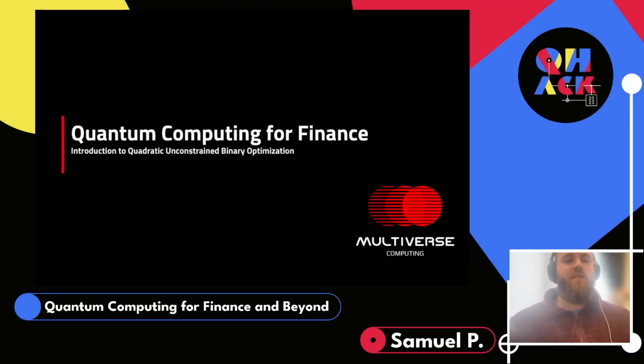This talk is going to be an overview of some of the things we've done with quantum computing for finance. What I'm trying to do in this talk is introduce a key tool in quantum computing, which is quadratic unconstrained binary optimization. I'll introduce that and then give some examples of how we've actually applied this to finance.